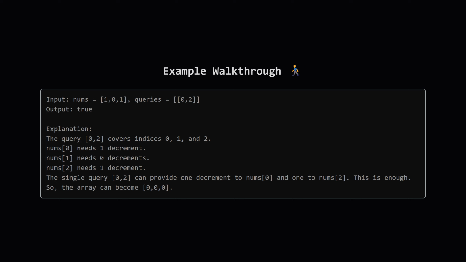This means this single query can be used to knock 1 off the number at index 0. And it can also be used to knock 1 off the number at index 2. Since that's exactly what they need, we can make them all 0. So the answer here is true.